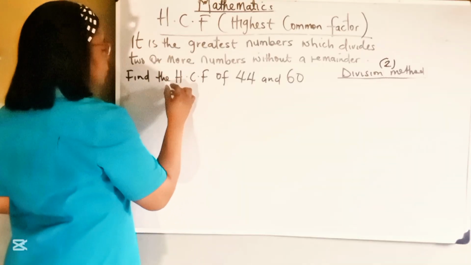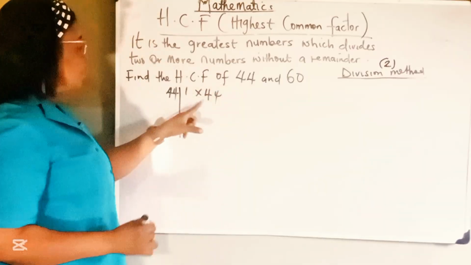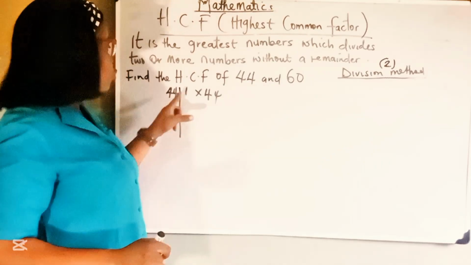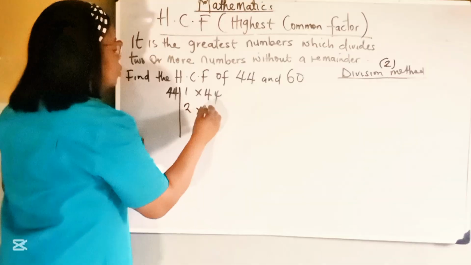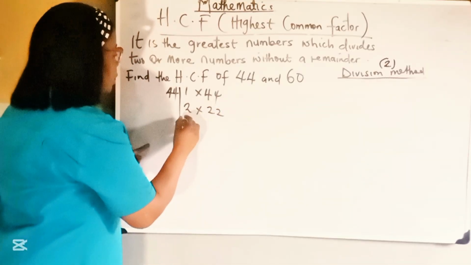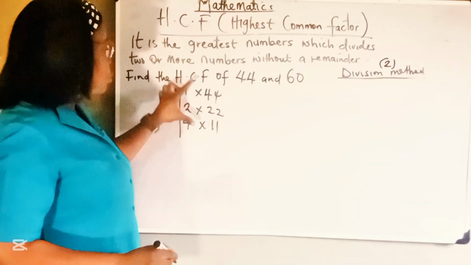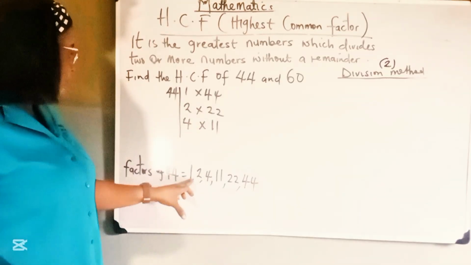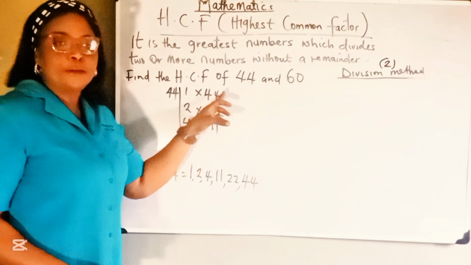Factors of 44. 1 times 44 gives you the number 44. Remember I told you, start with 1 and the number itself. 2 times 22 gives you the number 44. 4 times 11 gives you the number 44. So these are the factors of 44. Factors of 44 are 1, 2, 4, 11, 22, and 44.